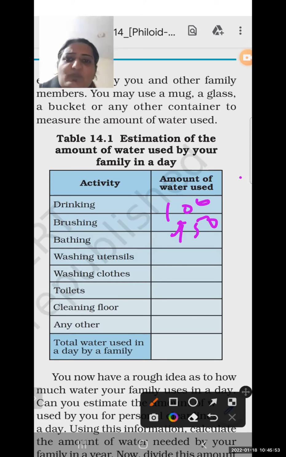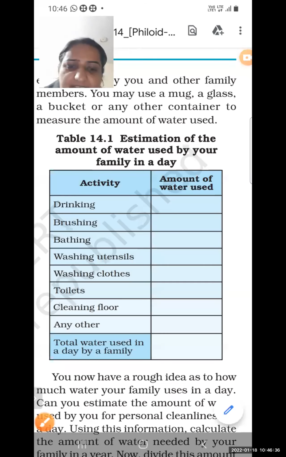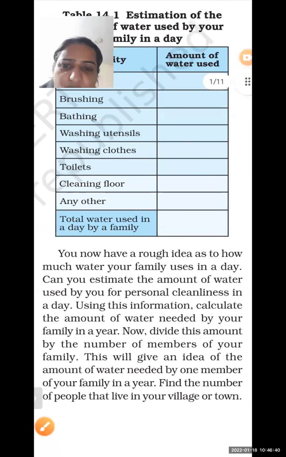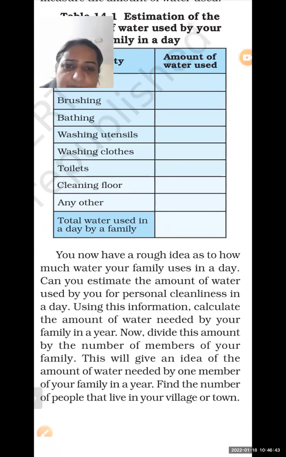Suppose you are finding how much water is used by our family in a day. Suppose this is for one person. Suppose for one person 100 liters is used, and there are 5 members, then multiply by the number of family members. In this way, we can get the amount of water used by our family in a day. So you may have a rough idea as to how much water your family uses in a day.